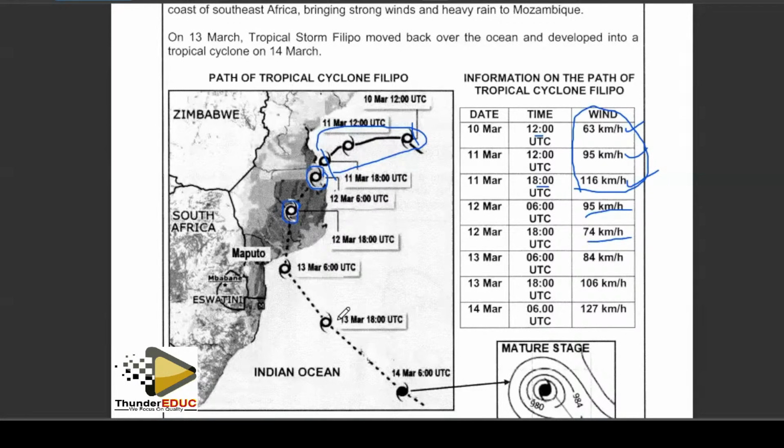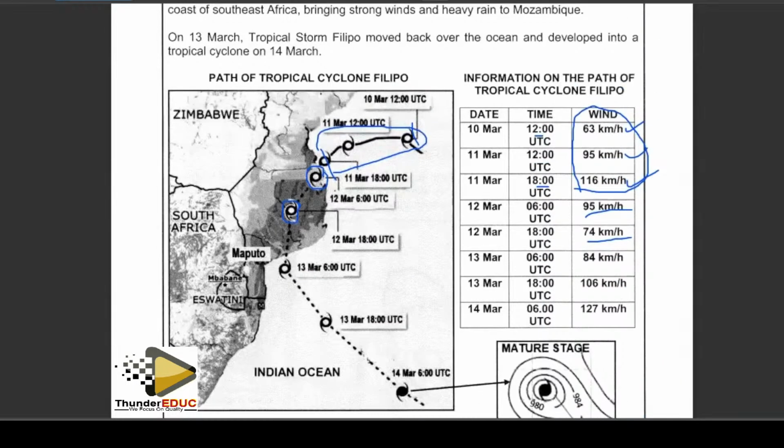So we want to substantiate what made that system lose its strength as it was moving over the land of Mozambique, because we are tracing the path. At 6 in the morning, it was just approaching land. But at around 6 later in the evening, it was in the midst of Mozambique, somewhere over land. So we are looking at the conditions that caused the system to lose its strength as it was moving over the land. That is the question, to be specific.